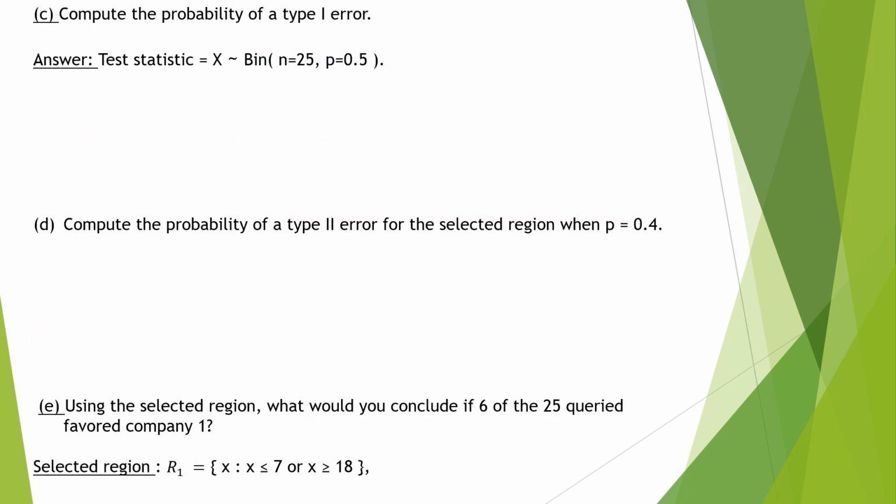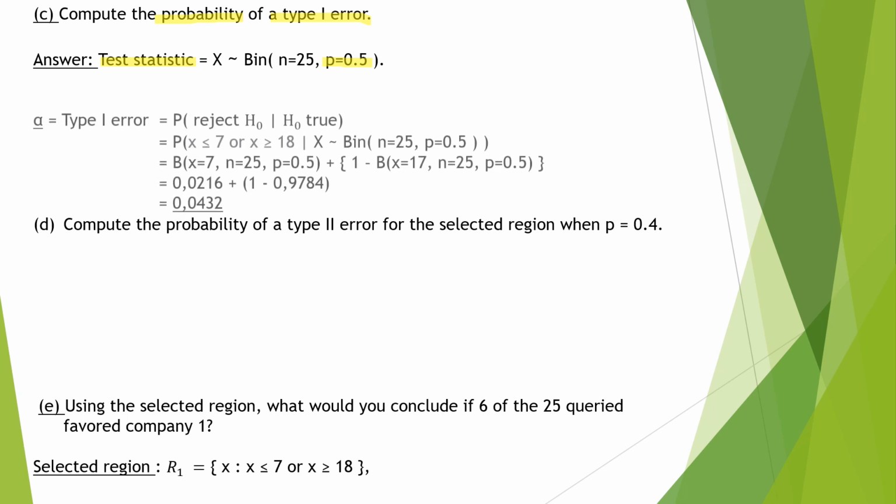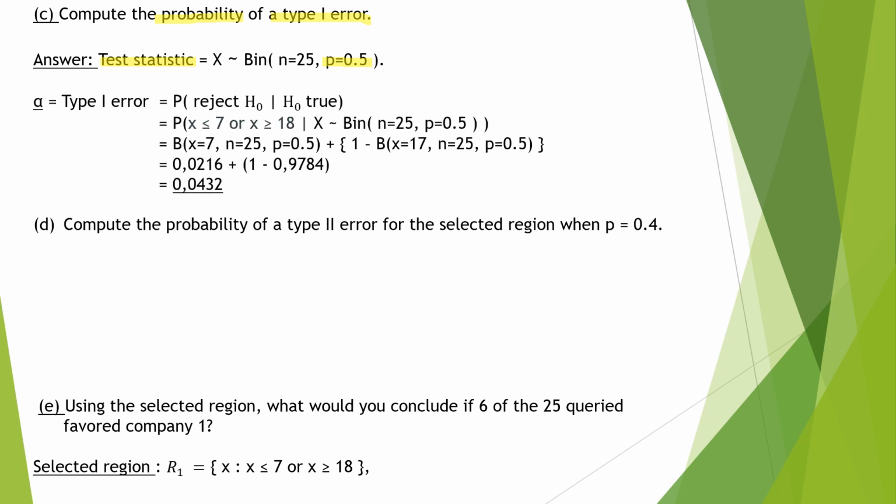Now part C asks us to compute the probability of a type 1 error. The first thing we need to understand is that the test statistic, X, the number of people who favor the first company, is approximately binomial with n equal to 25 and p equal to 0.5. Now p equal to 0.5 is our null hypothesis, so this is what the null hypothesis being true translates to. We have alpha, which is the type 1 error, and by definition it's the probability that I reject my H0 given that it is true.